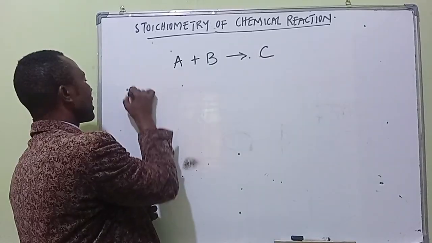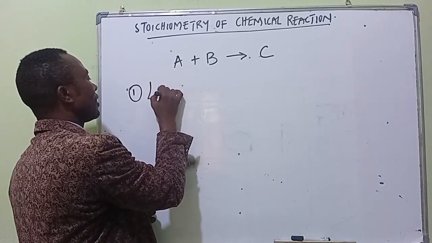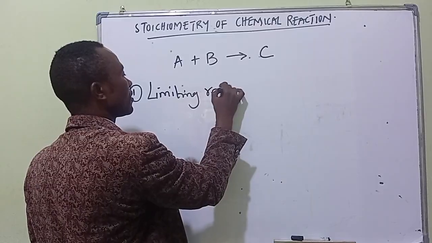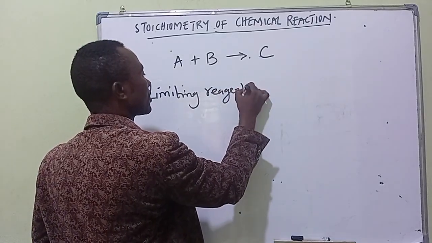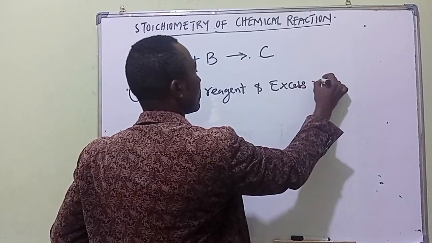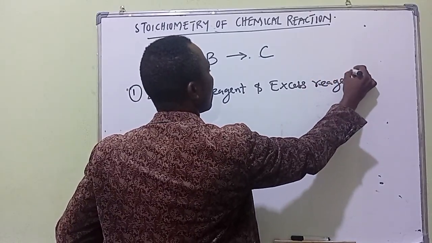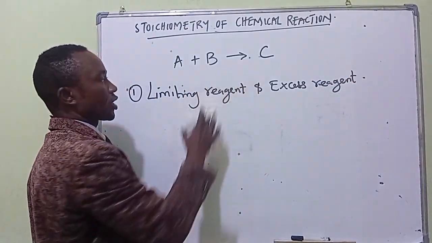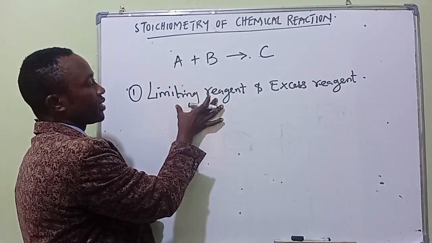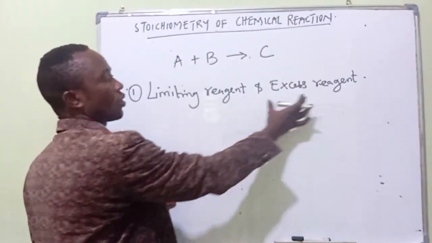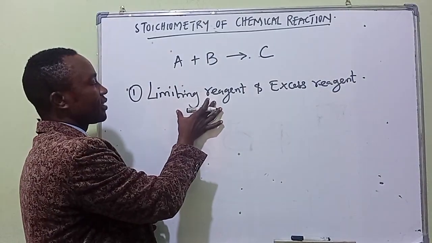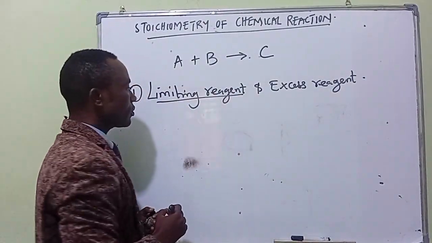One of them that is very important is the limiting reagent and the excess reagent. In a chemical reaction, we might be required to find what we call the limiting reagent, or what is called the excess reagent. Now, what is limiting reagent?